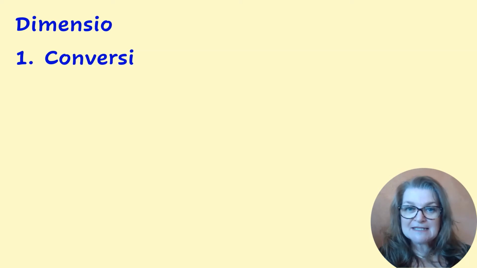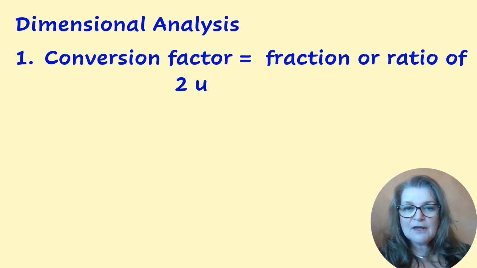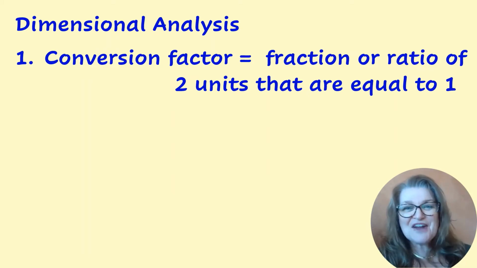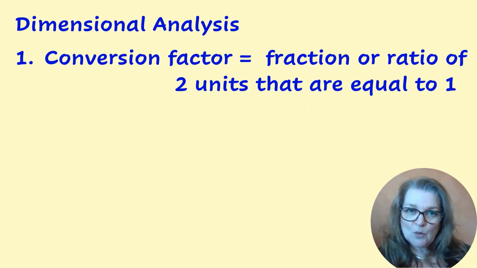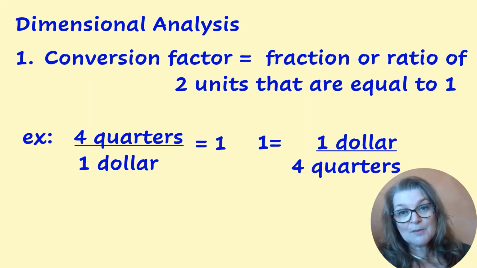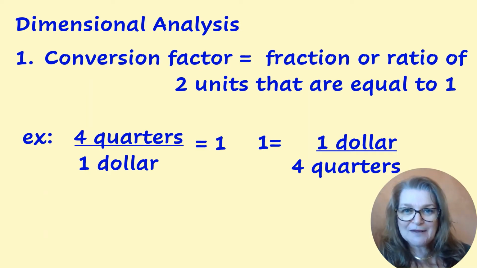So with dimensional analysis, we're going to use conversion factors, and those are simply fractions or ratios of two units that are equal to 1. Now we know that in a fraction, if the numerator and the denominator are equal, like 5 over 5, that fraction equals 1. We can also set up fractions with different units that end up equaling 1. For example, if we have 4 quarters over $1, that fraction equals 1 because 4 quarters equals $1. And it doesn't matter if I put the 4 quarters in the numerator or if I put the 4 quarters in the denominator, 4 quarters are still equal to $1 and that fraction still equals 1.